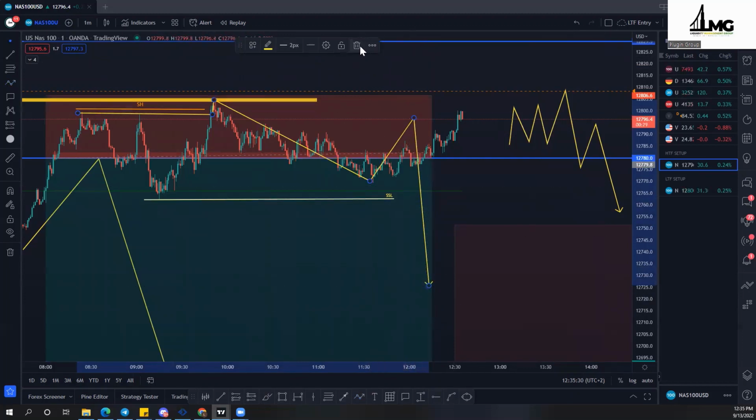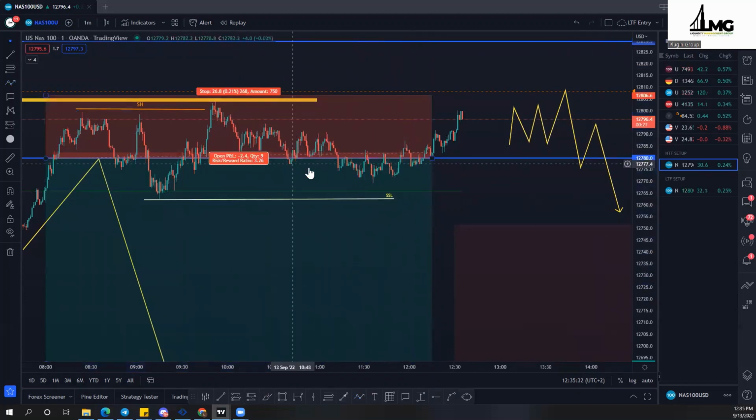So that was my expectation, but we haven't broken structure to the downside, so there's no indication of a shift in structure. In this case, I just have to wait for price to develop a bit more and see where it takes us during New York. But overall for the day, I think I'm okay.